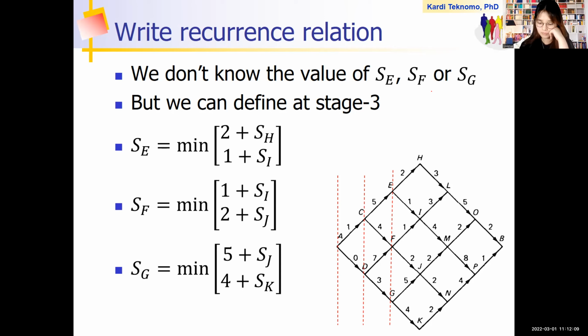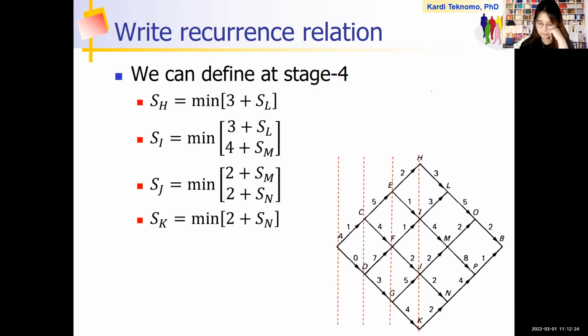You see, forward means from A to B, from the initial value to the goal state. Later we will eliminate. The way to do it in dynamic programming is you go first here, forward state first. In state 4, which is 1, 2, 3, 4, you calculate the SH, SI, SJ, SK, right?